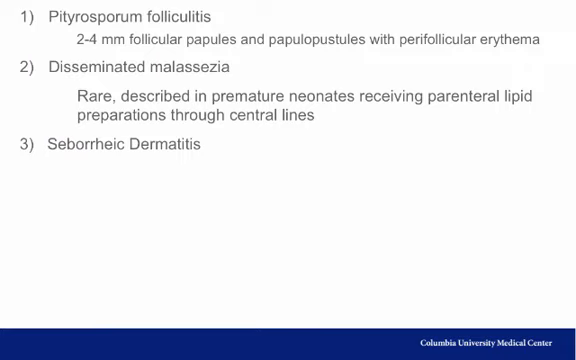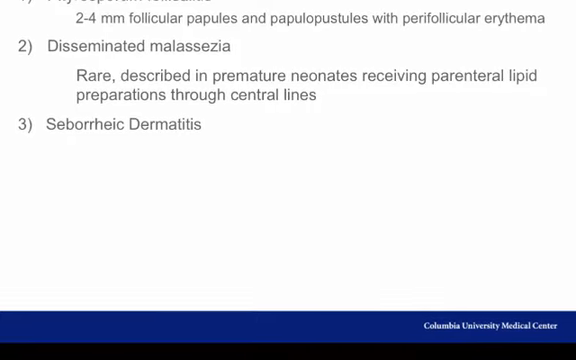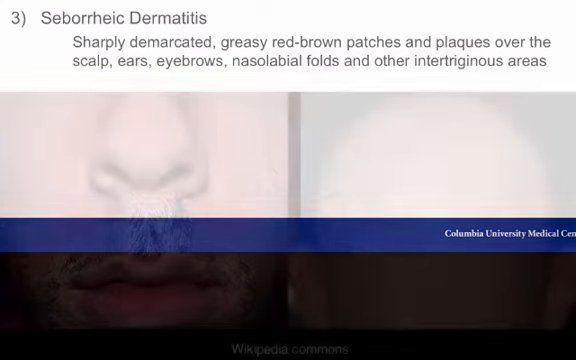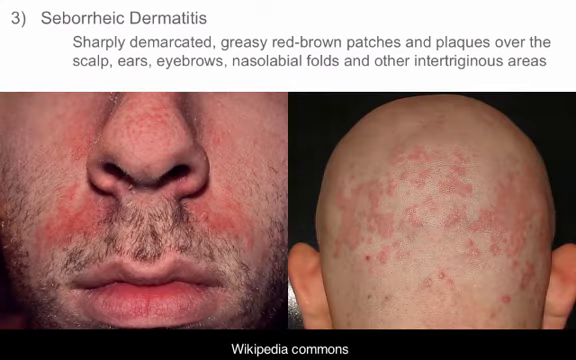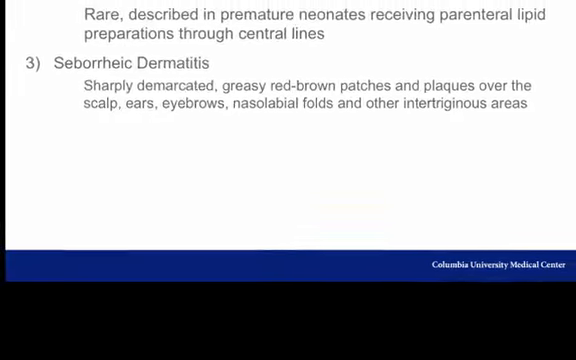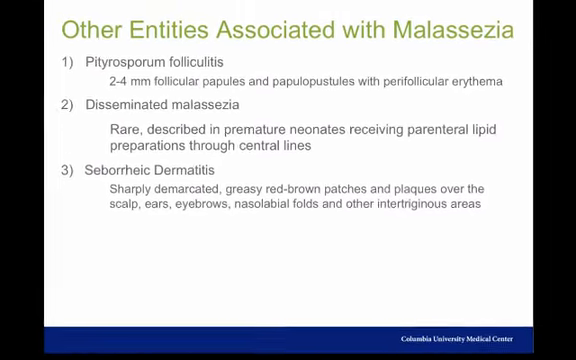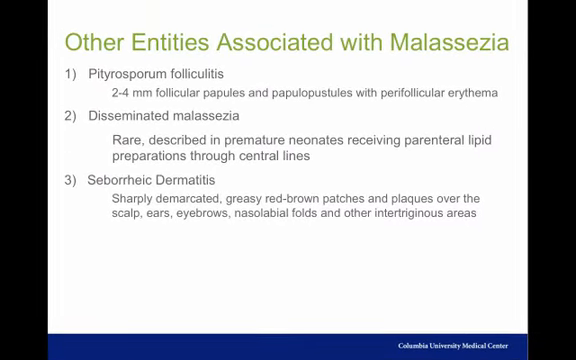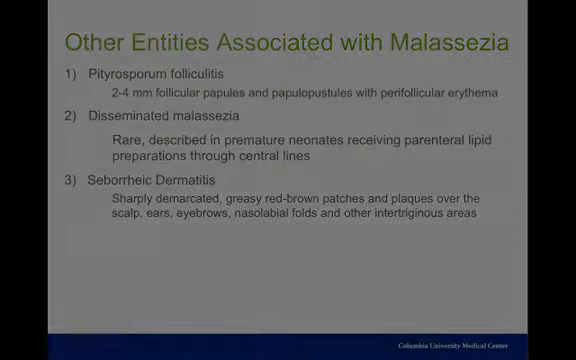Seborrheic dermatitis appears to be related to Malassezia infection, but the exact pathogenesis has not been clearly elucidated. Seborrheic dermatitis presents as sharply demarcated, yellow to red to brown, greasy, scaling patches and plaques over the scalp, ears, eyebrows, nasolabial folds, and other intertriginous areas. The condition improves with the eradication of Malassezia, though as we mentioned before, Malassezia's role in this entity is not clearly elucidated. You should focus the majority of your efforts into tinea versicolor.